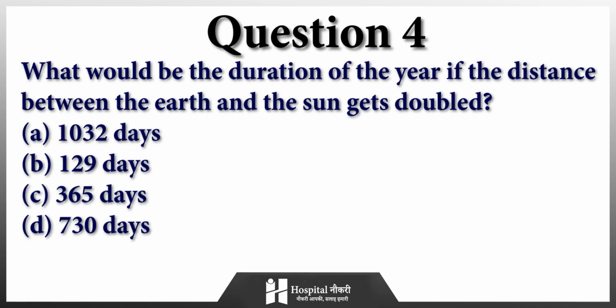What would be the duration of the year if the distance between the Earth and Sun gets doubled? Very interesting question, मज़ेदार question है। अगर अर्थ और सन का जो डिस्टेंस है वो डबल हो जाए तो एक साल का ड्यूरेशन कितना होगा, कितने डेज़ का होगा? 1 year: A 1032 days, B 129 days, C 365 days, D 730 days. The correct option is A, 1032 days.